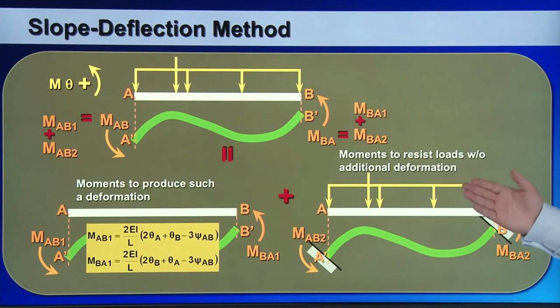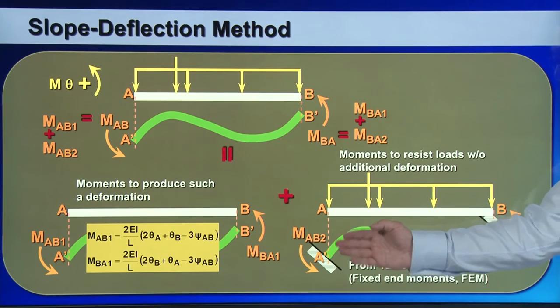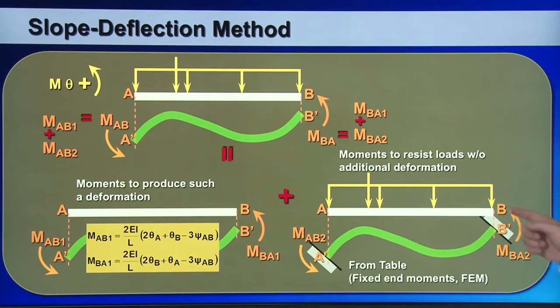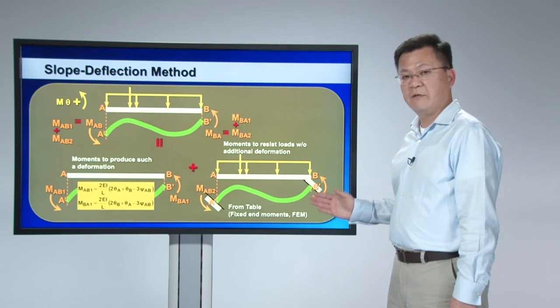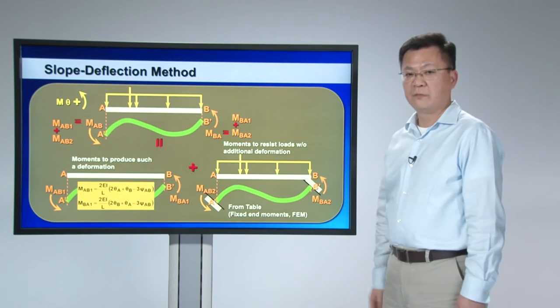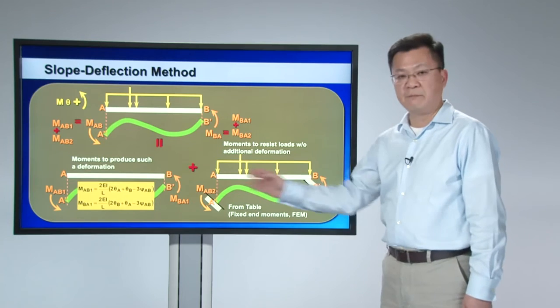So the second scenario is even easier. In the second scenario, you are trying to calculate the end moments due to external force without creating additional deformations. Such a scenario is called fixed end moment. And we expect that we can pick up the fixed end moment from a fixed end moment table, which is readily available. So this is from the lookup table.